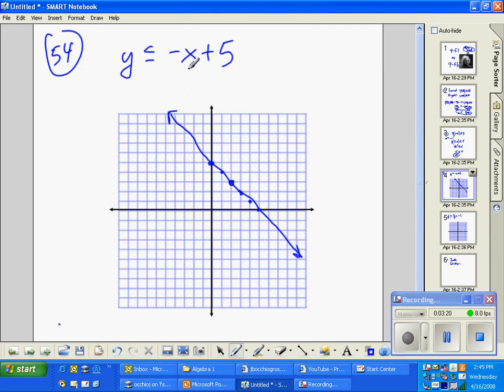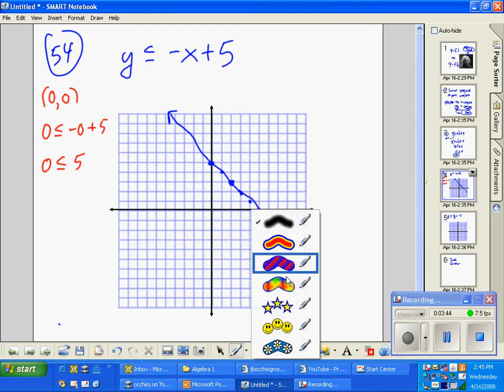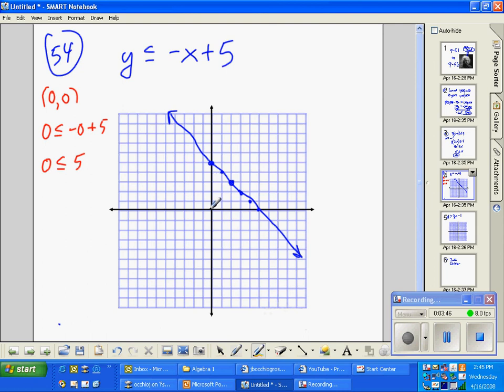And then to decide which way to shade, you should take a point. The easiest point to test is 0, 0. So we'll plug 0 in for y and 0 in for x. I put zeros in, and we see that's 5. Is 0 less than 5? Yeah, sure. So that point works. I'll indicate that here, saying that's a good point right there. So everything on its side will work.